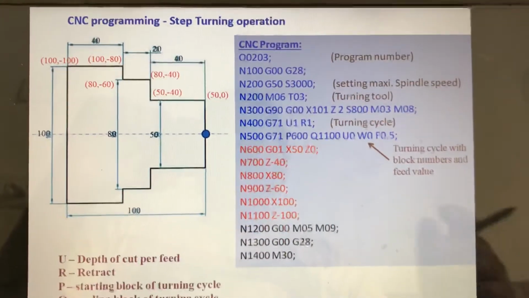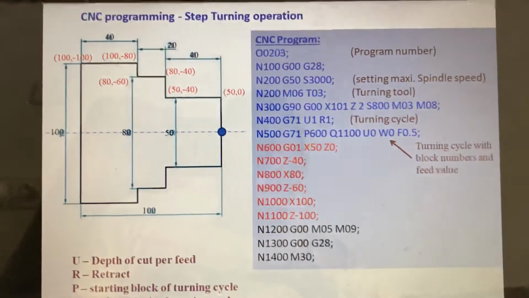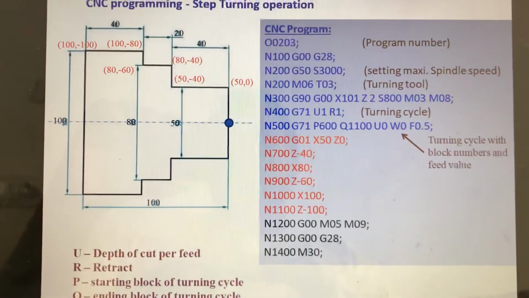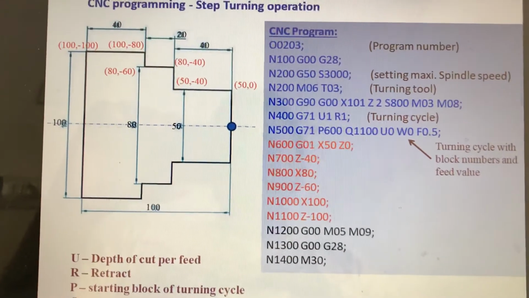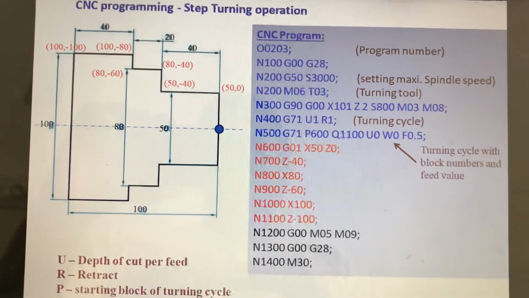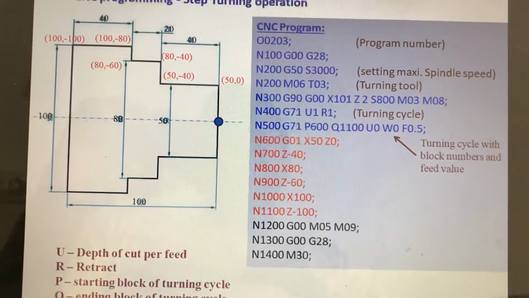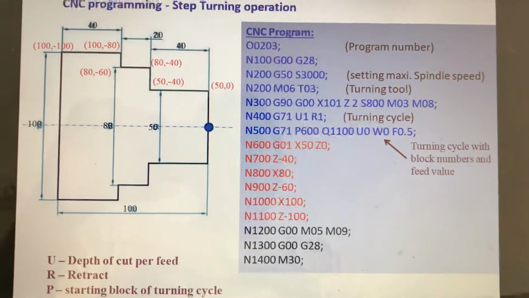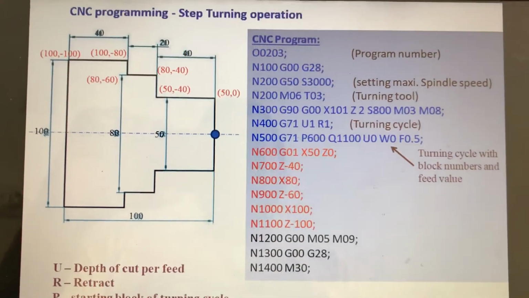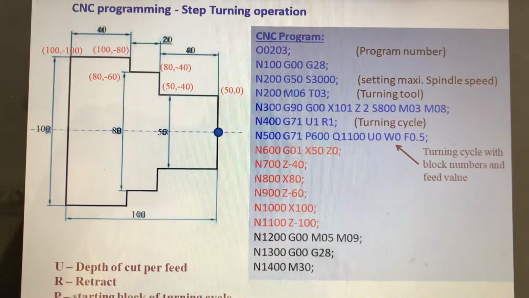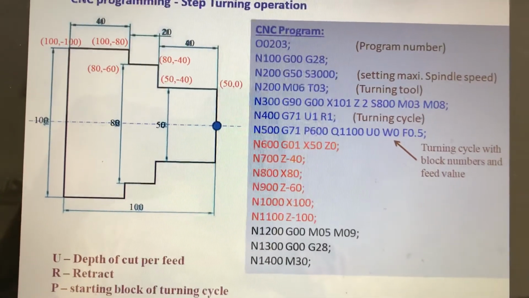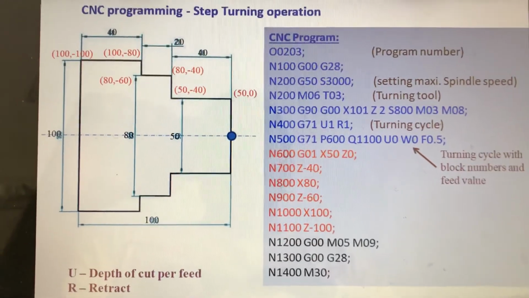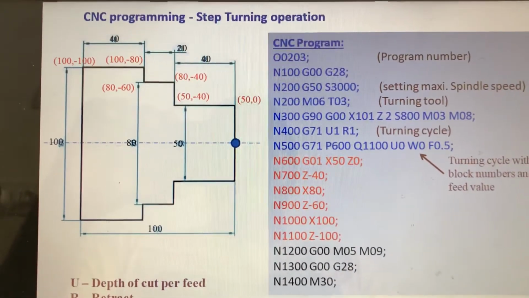The main difference between the turning operation and milling operation is that in turning operation, all workpieces are circular objects, that is, they are like round bars. But in milling operation, the workpieces are flat. So what is the difference if it is circular and flat? Here the workpiece is rotating around an axis, but in milling operation the workpiece is fixed and it is flat.